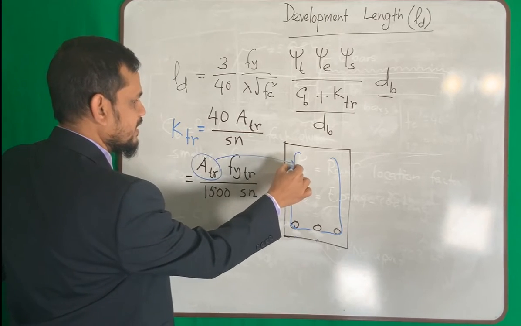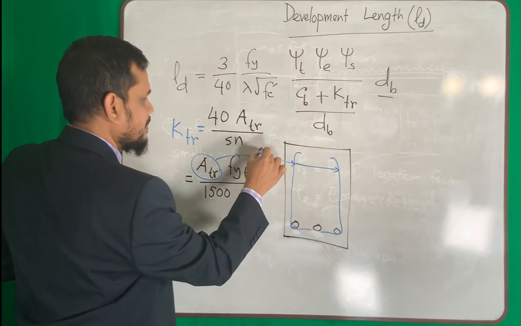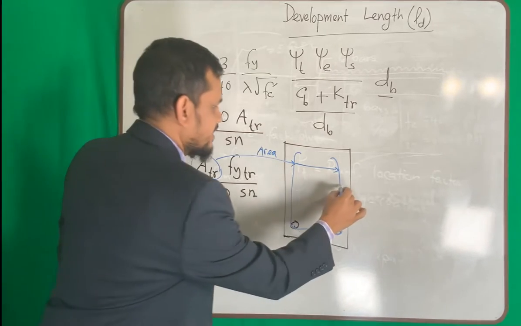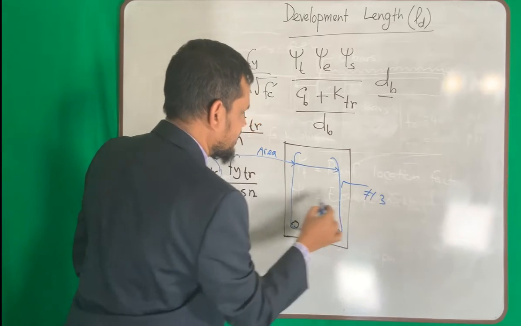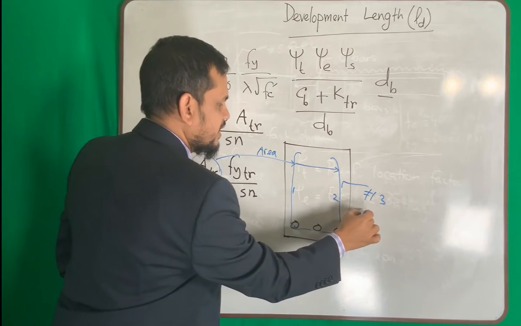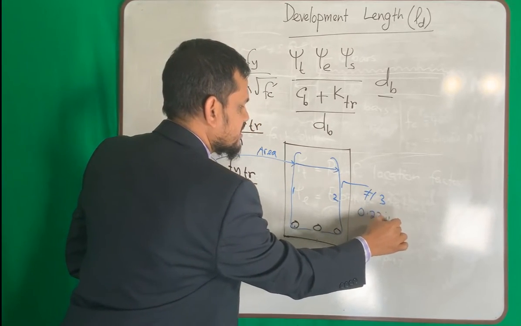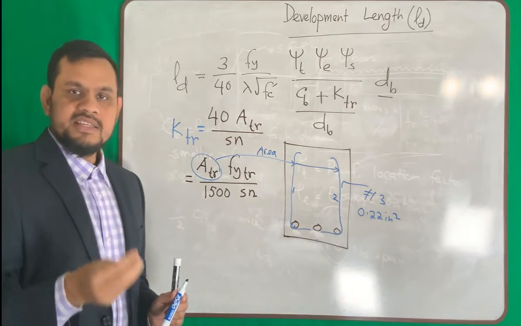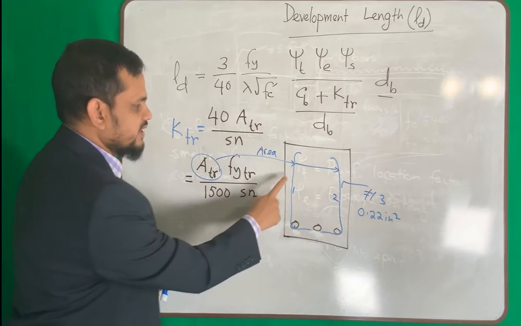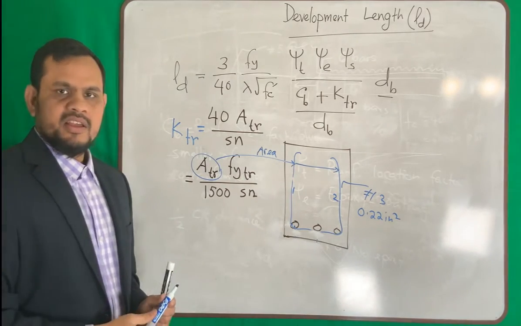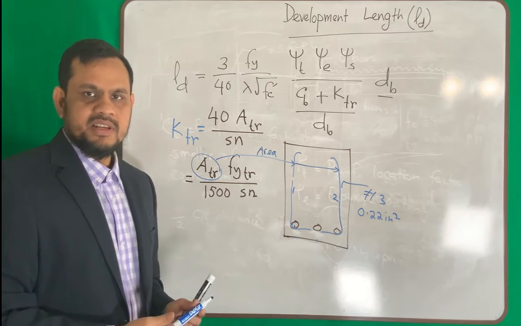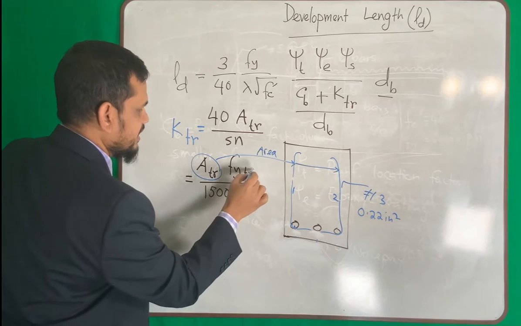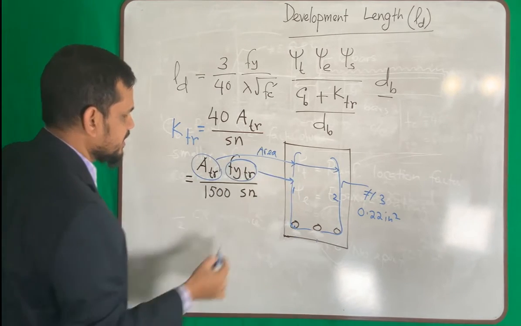This portion is here, the area. So the area of the transverse bar. Say if it is number 3, that means 1 number 3, 2 number 3, it will be 0.22 inch square. Now what is FYTR? Yield strength of transverse reinforcement, the yield strength of this bar. Commonly it is 60,000 psi. Again, this portion is about this.